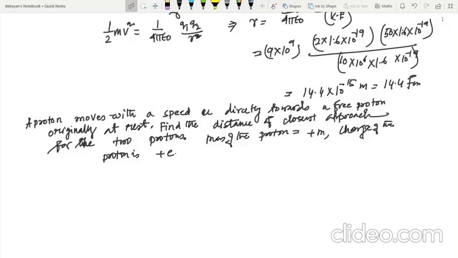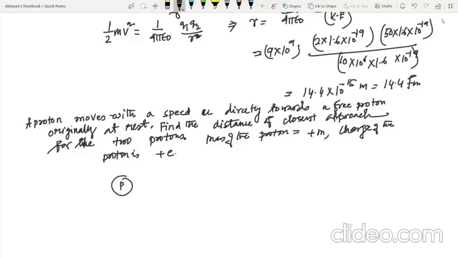Okay, how can you tell me? The speed and mass are given for the proton, so we find the kinetic energy, half m u square, equals the potential energy, 1 by 4 pi epsilon naught into the charges divided by the distance of separation. Actually, the question is that one proton is moving and another proton is at rest.